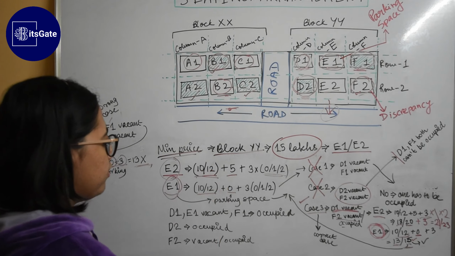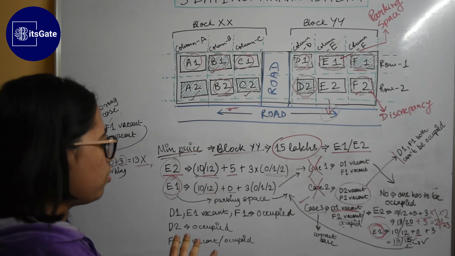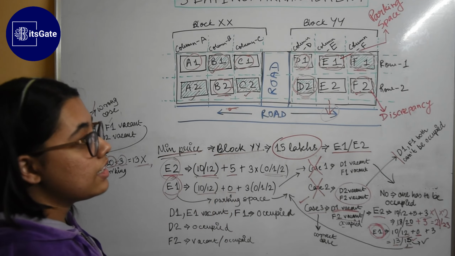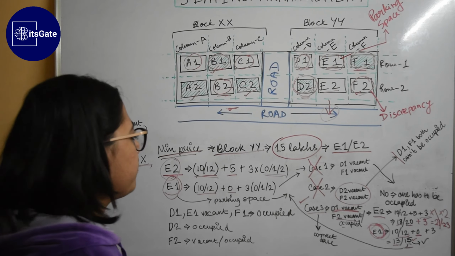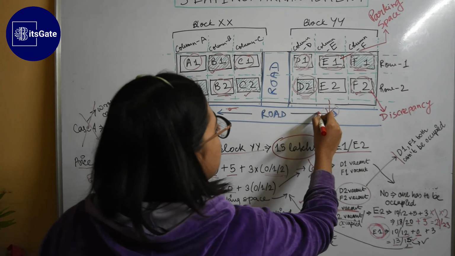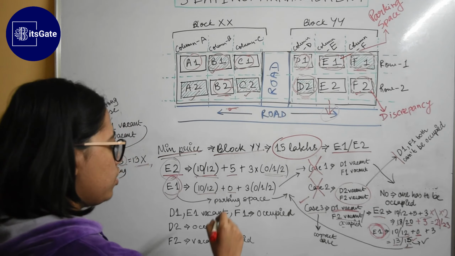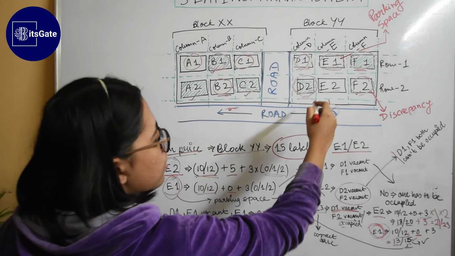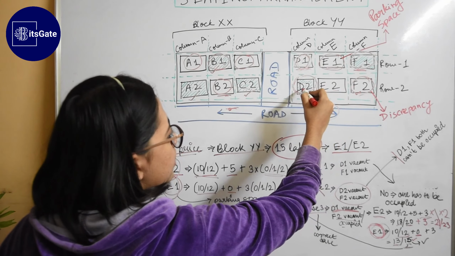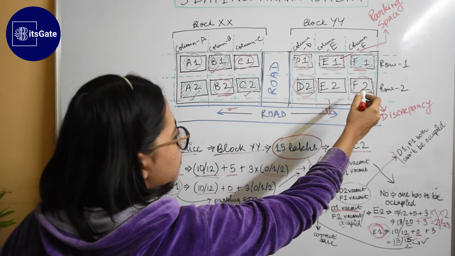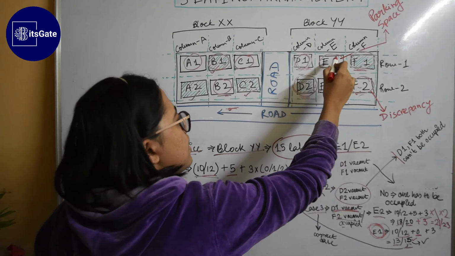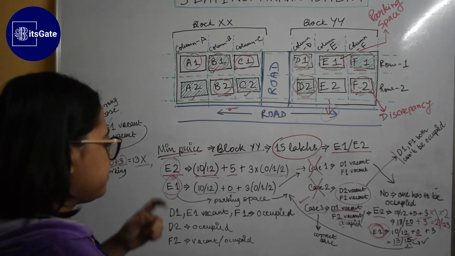For E2: 10 or 12, that is if it is a parking space or not, because we have been given that in block YY there is a parking space. Plus 5, because for E2 there is an adjacent road, plus 3 into 0, 1 or 2, because for E2 there can be only 2 neighbors maximum, D2 and F2, and 0 neighbors minimum, because E1 is vacant, it is already given.